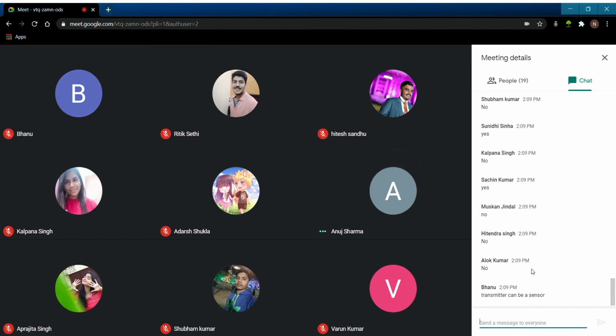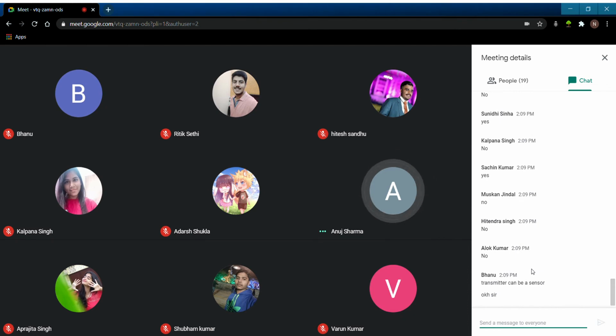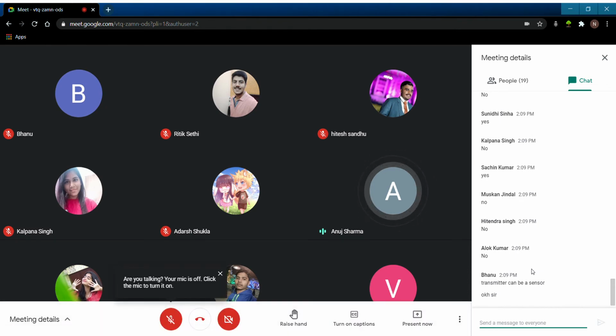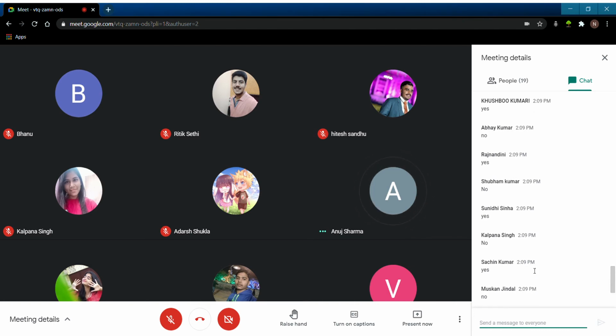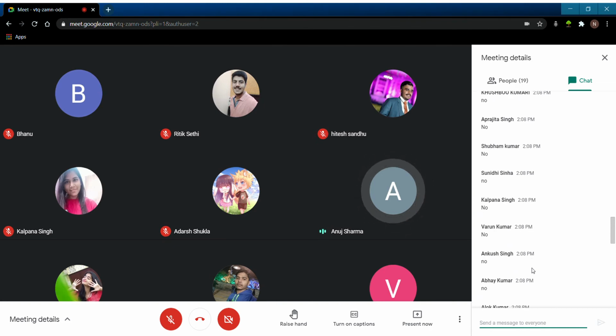Okay, all sensors cannot be transmitters. Okay, we already discussed that. So I think Sachin had said yes, Sunidhi said yes, Raj Nandini said yes, Khushbu Kumari, Aprajita, Ritik, Hitesh, Bhanu. Let me clear your doubt. We discussed it earlier also.